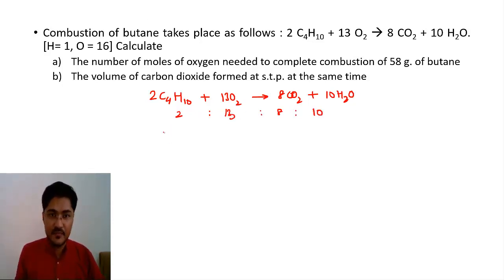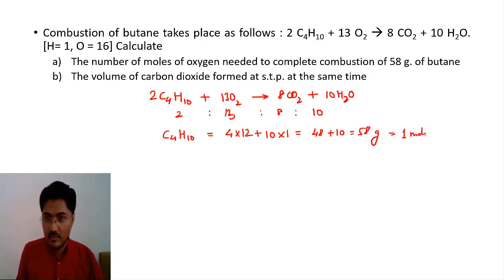2:13:8:10. Now C4H10 has molar mass equals 4 into 12 plus 10 into 1, that comes out to 48 plus 10, that is 58 grams, which is equal to 1 mole. Now as per this equation, when we have to burn 1 mole of butane, we will have to divide oxygen as well by 2. So 13 by 2, that is moles of oxygen that will be needed is 6.5 moles. That is your answer to the first bit.